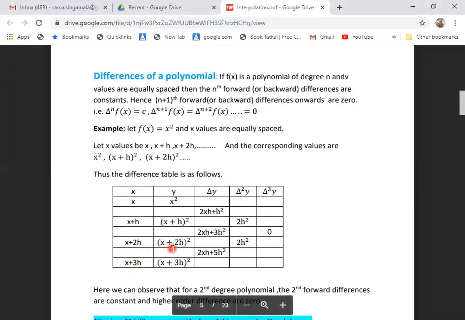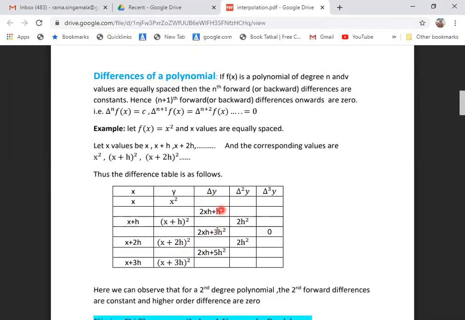Similarly, successive minus preceding. X plus 2h whole square minus of x plus h whole square. X square gets cancelled. And here we have the term 4xh minus 2xh will be 2xh. And here 4h square minus h square will be 3h square. Similarly, for the next two successive y values, we get 2xh plus 5h square. This is the difference of x plus 3h whole square minus x plus 2h whole square. These are the first forward differences.